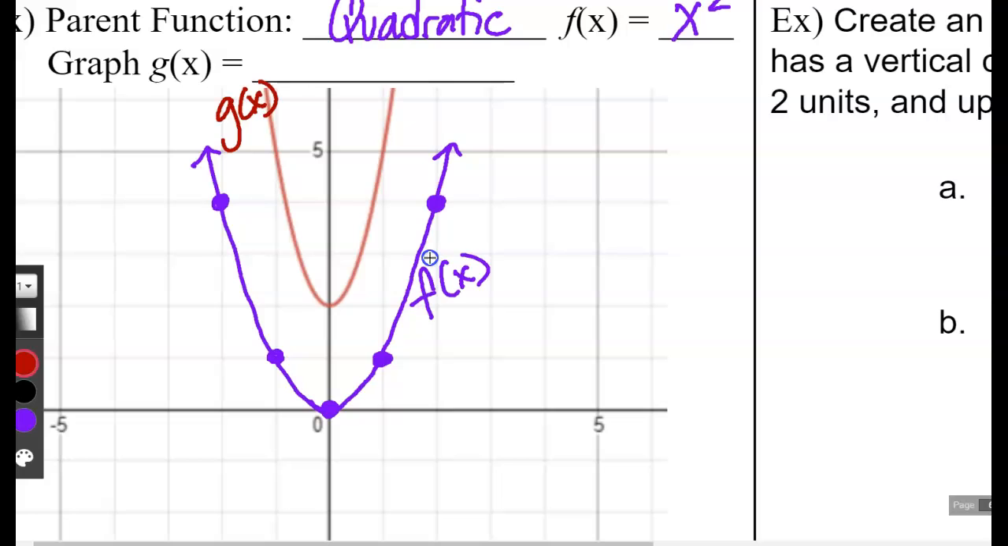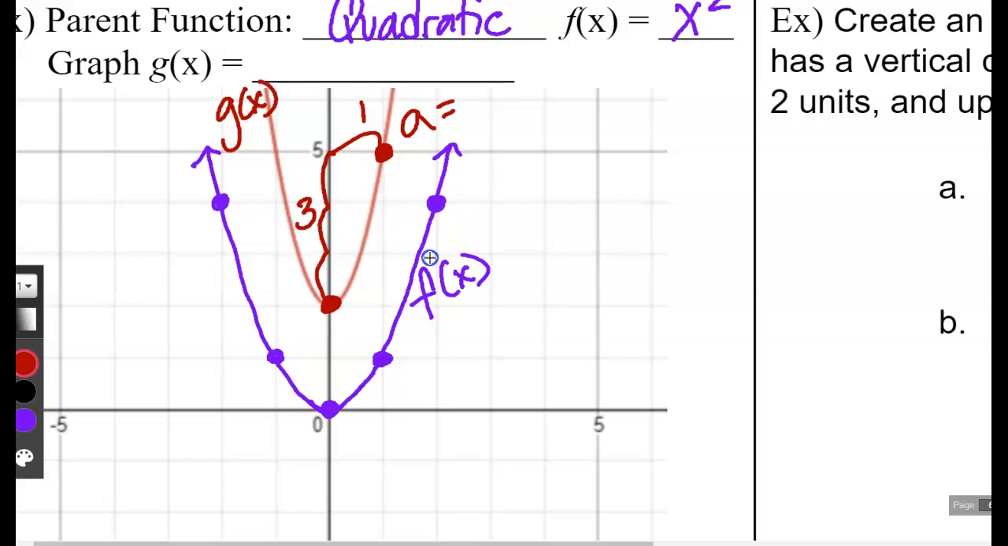Because it's narrower, it means I have an A value. Now the trick is finding the A. Do you notice on the parent function how we went up 1 over 1 to get to our next perfect point? Yes. On this new graph, we went up 1, 2, 3 over 1.